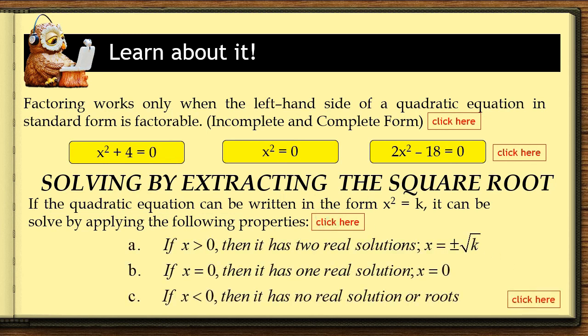First, if k is greater than 0, then it has two real solutions, positive and negative square root of k. If k is 0, then it has one real solution, x is equal to 0. But if k is less than 0, then it has no real solutions or roots.